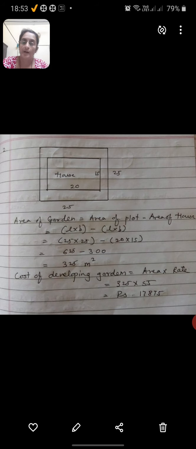So you have to find out now the cost of developing the garden. The cost is given, that is 55 rupees per meter square. So 325 is the area into 55, that gives you 17,875 rupees is the cost of developing the garden. Now let us go to the next exercise, children.